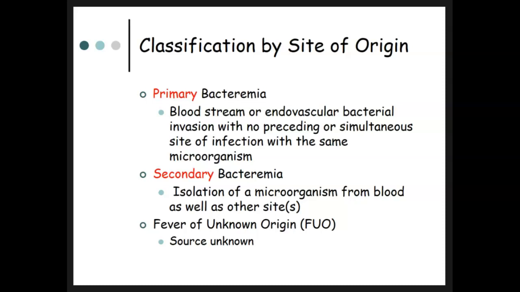Secondary bacteremia is when you isolate bacteria from a blood culture and from other sites. For example, if you have a urinary tract infection with E. coli and you have E. coli that grows in your bloodstream, that is a secondary bacteremia. Then we have fever of unknown origin. That's where we don't know the source.